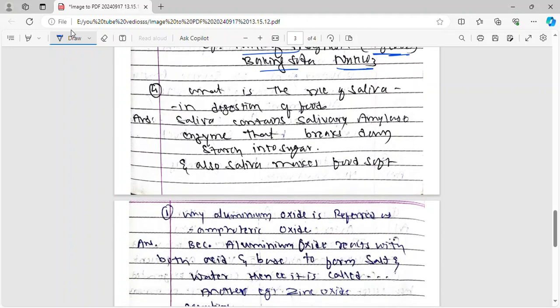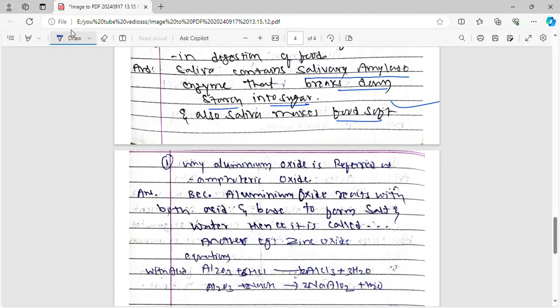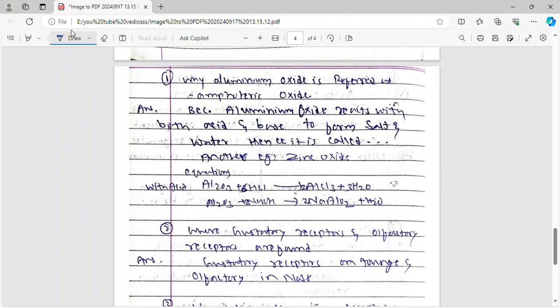What is the role of saliva in the digestion of food? Saliva contains an enzyme called salivary amylase, and this enzyme will break down starch into what? Sugar. The starch will be broken down into sugar, and also saliva will make the food soft. Saliva is released by the salivary gland, right? Saliva will make the food soft, and second, saliva contains the enzyme salivary amylase, which converts starch into sugar. Everybody understood?